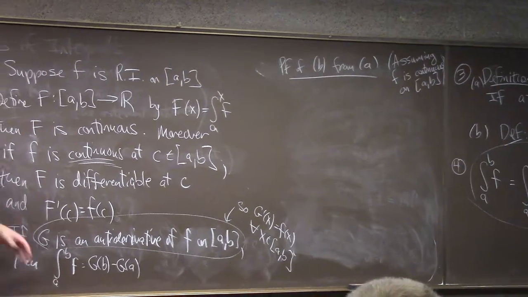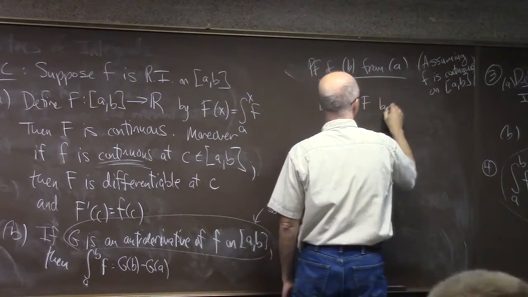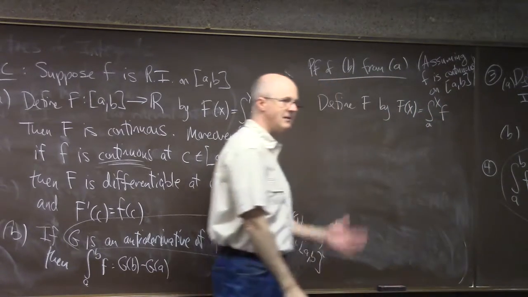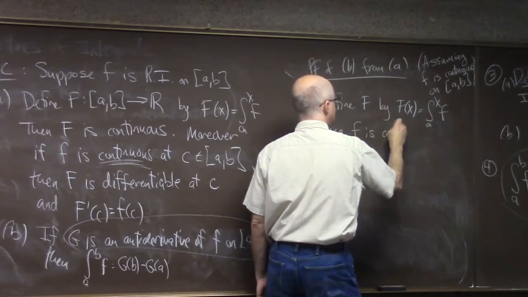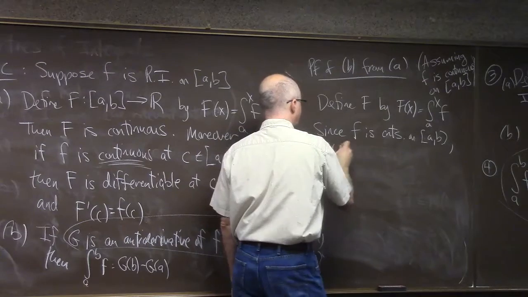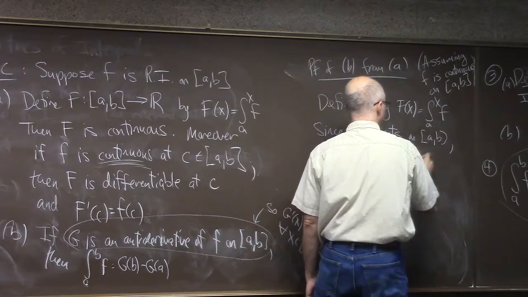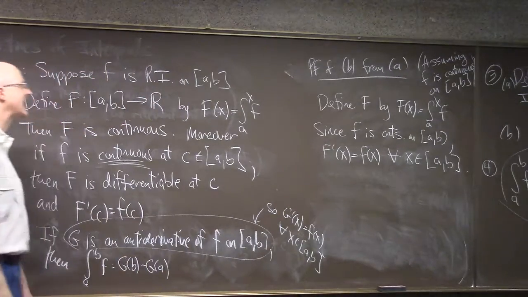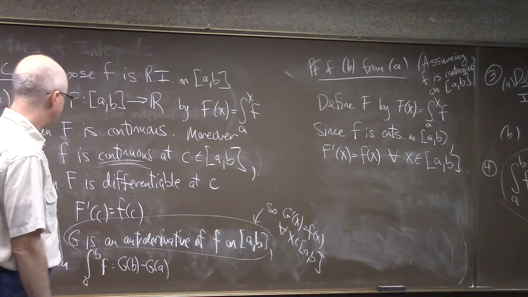How do you use part A? Go ahead and define a capital F. And since little f is continuous on the closed interval from a to b, capital F prime of x equals little f of x for all x in that closed interval. In other words, capital F is an antiderivative of little f. That's what part A says, in the case where little f is always continuous over the entire interval.